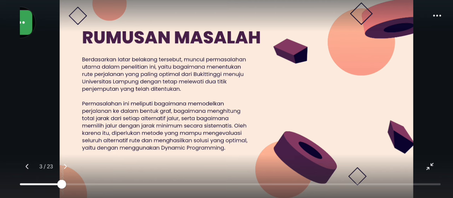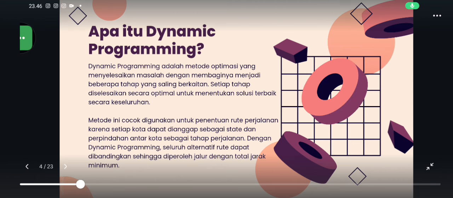dynamic programming. What is dynamic programming? Dynamic programming is an optimization method that solves problems by breaking them down into several interrelated stages. Each stage is solved optimally to determine the best overall solution. This method is suitable for determining travel routes because each city can be considered a state and moving between cities as a stage of the journey. With dynamic programming, all route alternatives can be compared to obtain the path with minimum total distance.